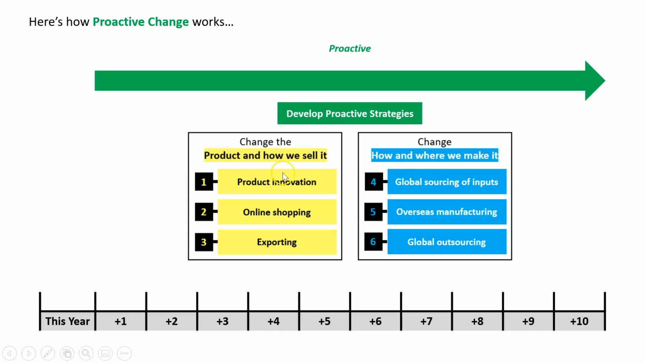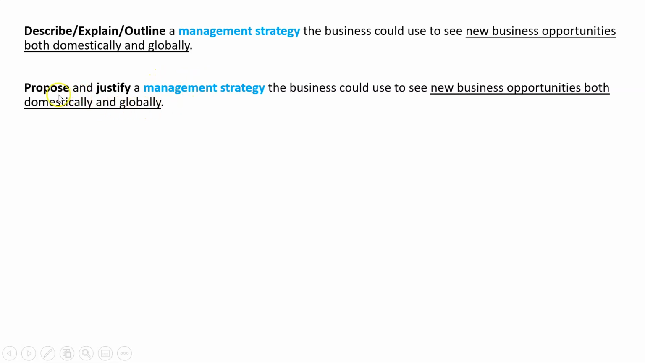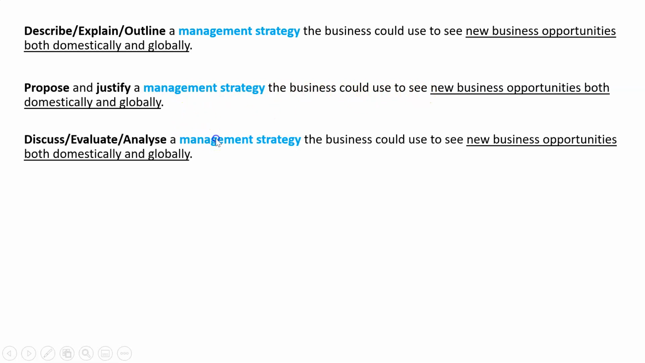We're just going to try and have a set list of things we can do to plan for the future. Some of the questions we might get asked are describe, explain, or outline, same thing, a management strategy the business could use to seek new business opportunities both domestically and globally. Or maybe it could be propose and justify a management strategy the business could use to seek new business opportunities both domestically and globally. Or discuss, evaluate, analyze one of those management strategies.